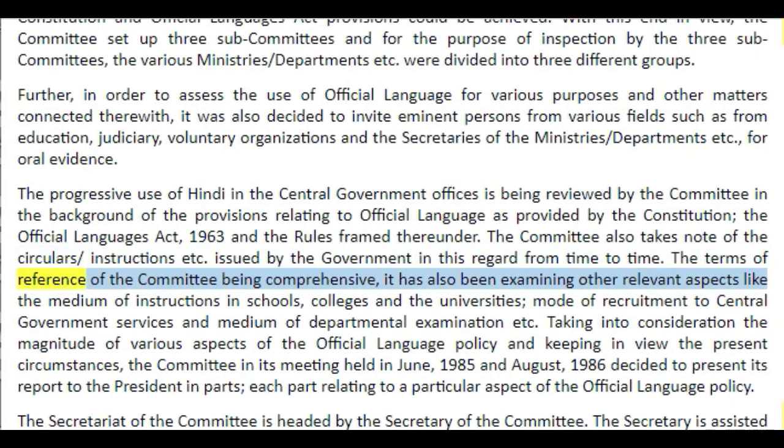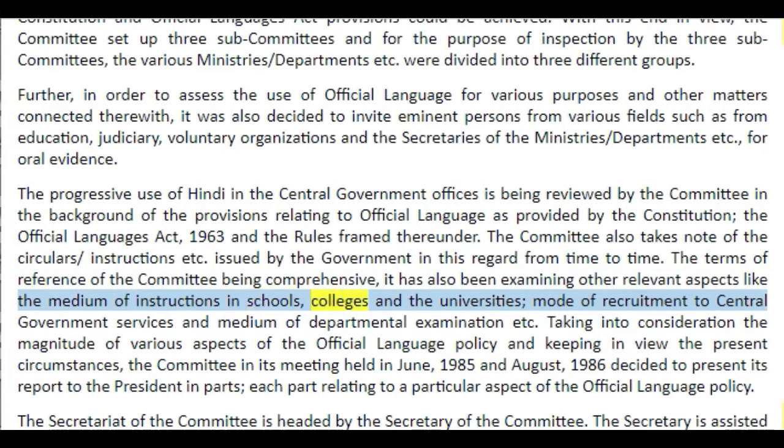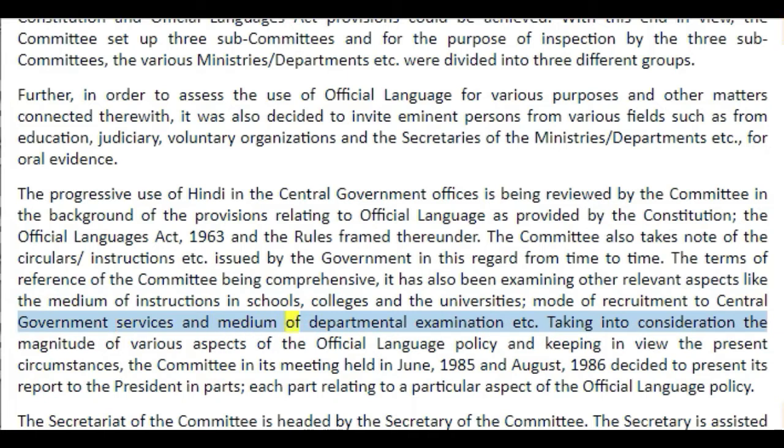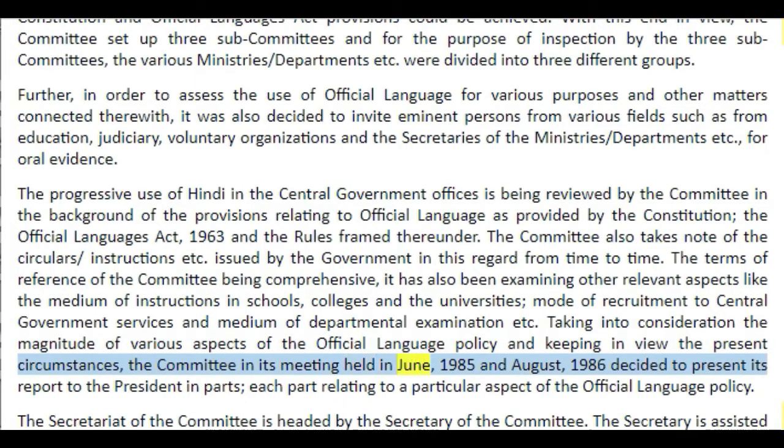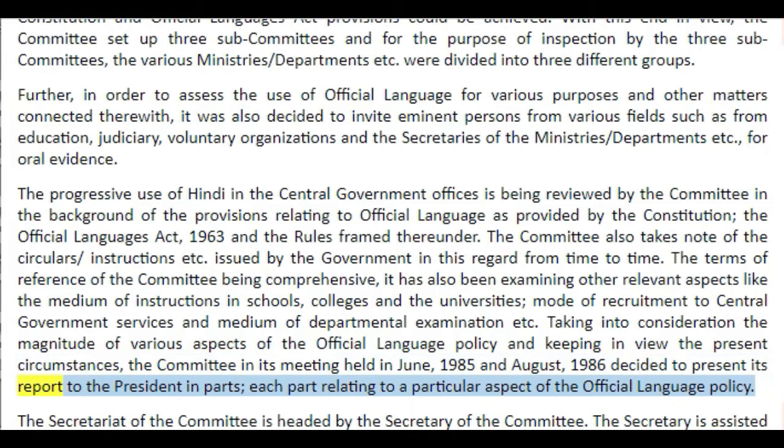The terms of reference of the committee being comprehensive, it has also been examining other relevant aspects like the medium of instruction in schools, colleges, and universities, mode of recruitment to central government services, and medium of departmental examination, etc. Taking into consideration the magnitude of various aspects of the official language policy and keeping in view the present circumstances, the committee in its meeting held in June 1985 and August 1986 decided to present its report to the President in parts, each part relating to a particular aspect of the official language policy.